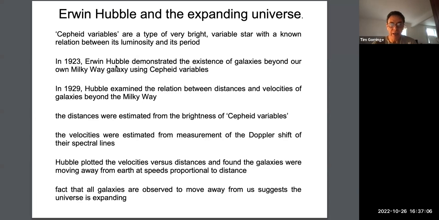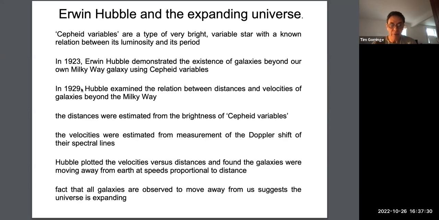The first one is that by looking at these stars, he concluded the existence of more than just our galaxy, that there are other galaxies beyond the Milky Way galaxy. And that was from observing these very bright variable stars as standard candles.